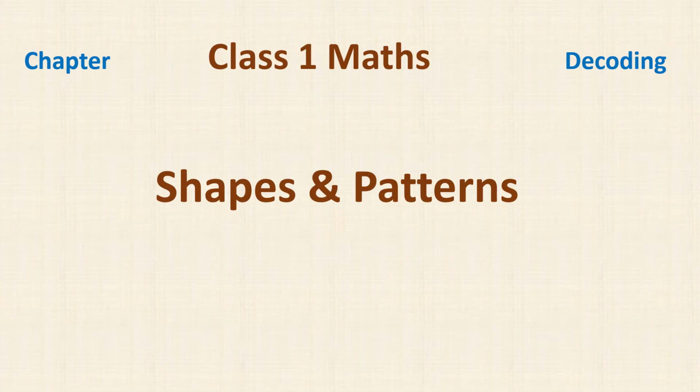SHAPES. It's a symbol of and. First one is shapes. It's a symbol of and, which we write as A and D.